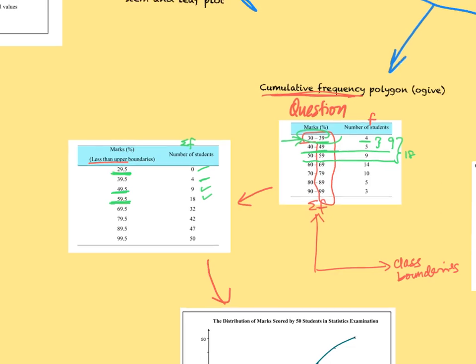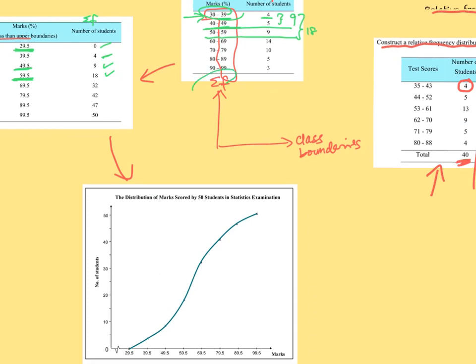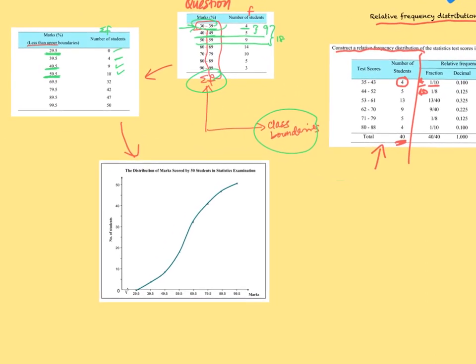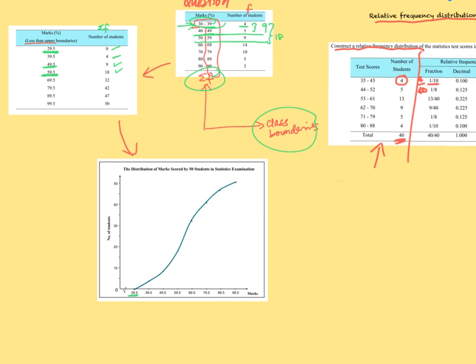After you have the cumulative frequency and the class boundaries, you only need to draw the graph. The first value is 29.5, and then the highest class boundary is 99.5, and then you need to label the class boundary right here, the marks. In this question, it is about the marks, so you need to label according to the question. And then the y-axis is the number of students.